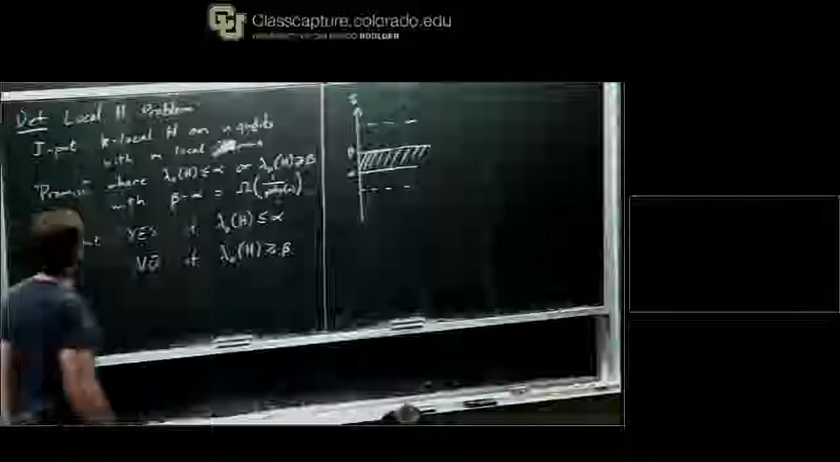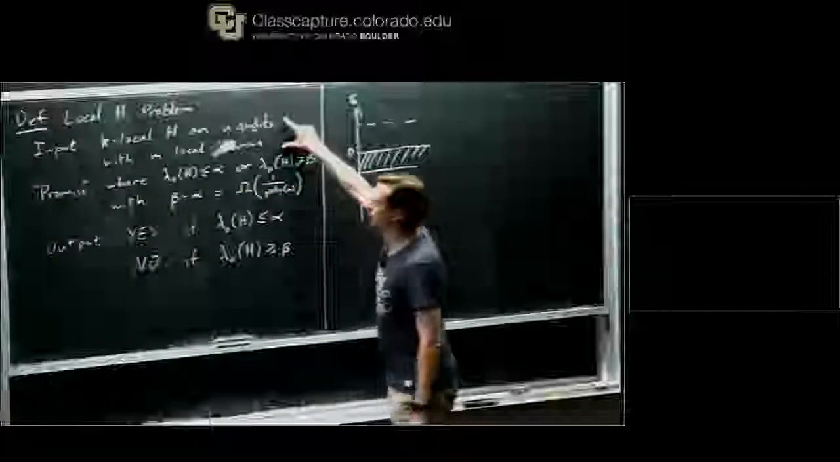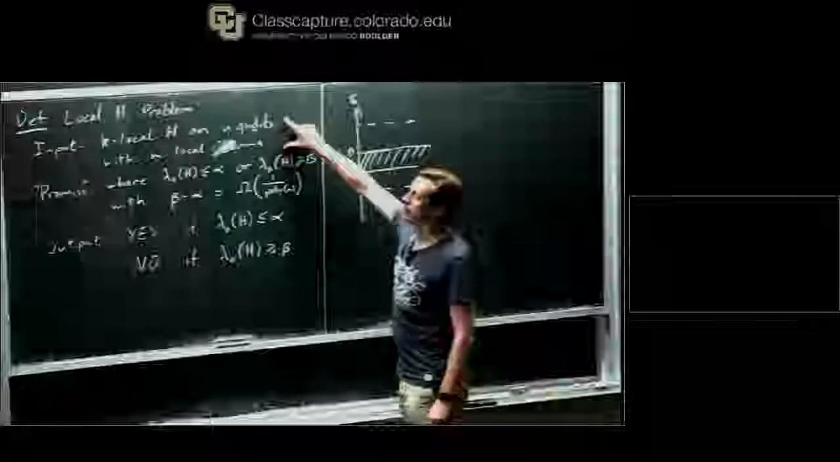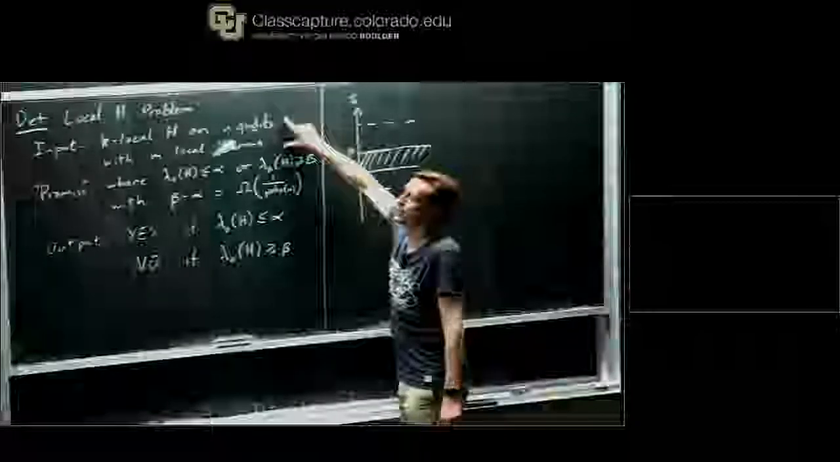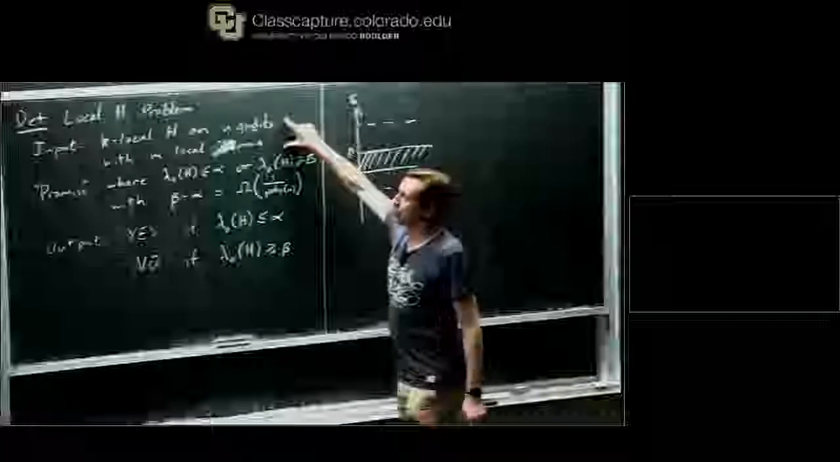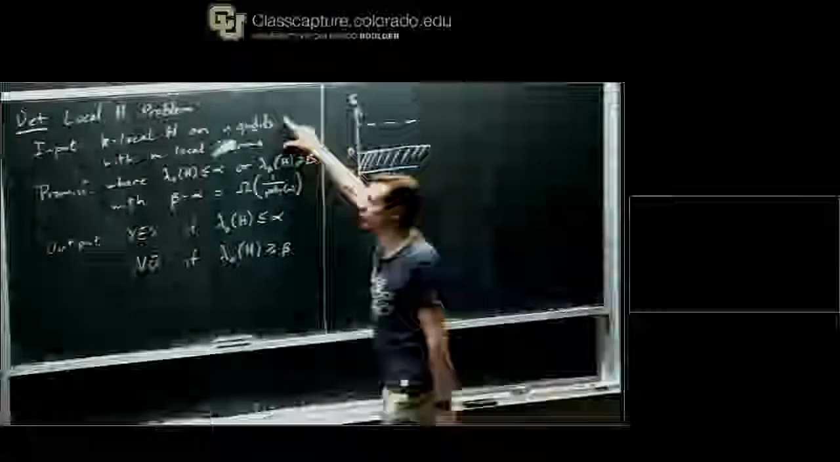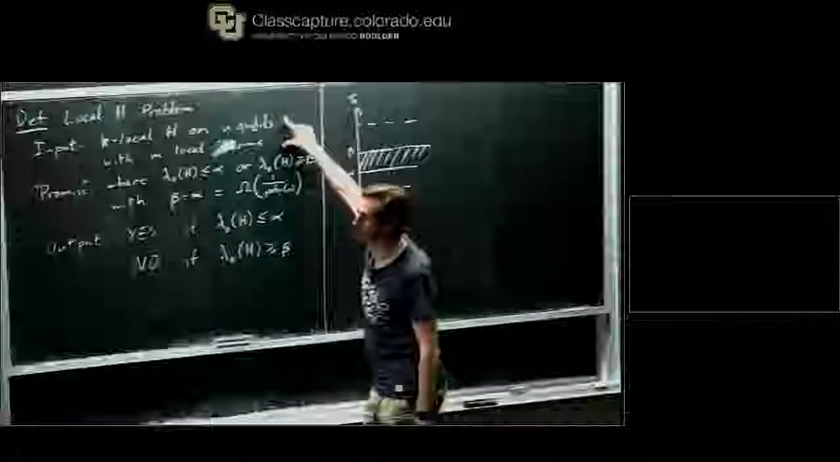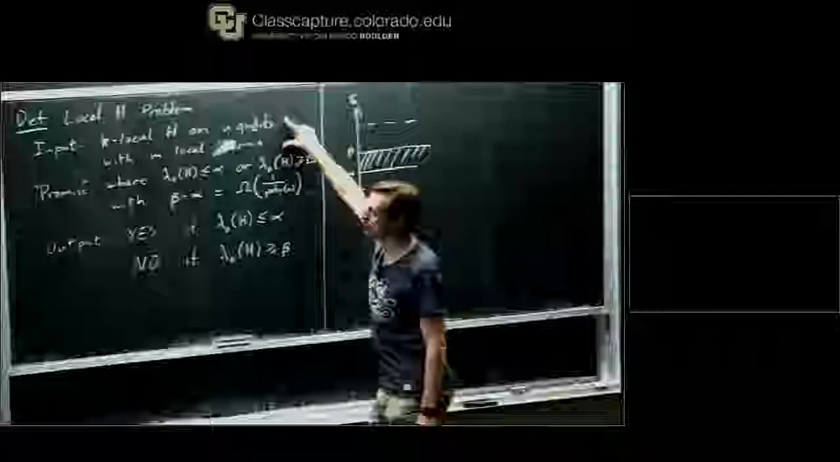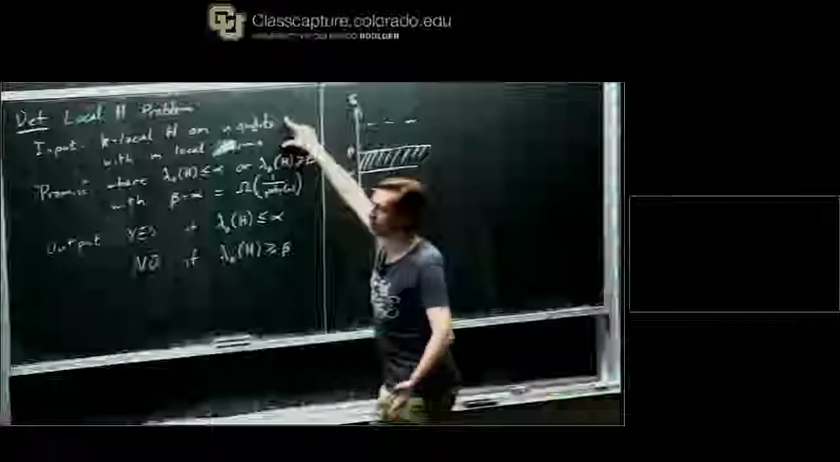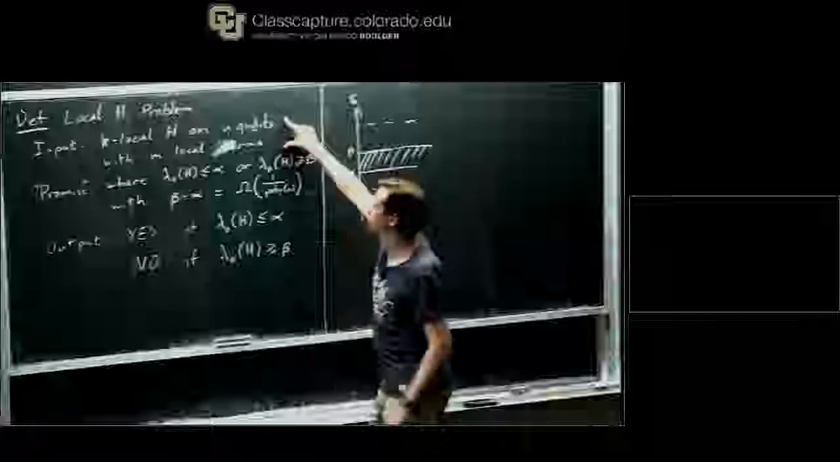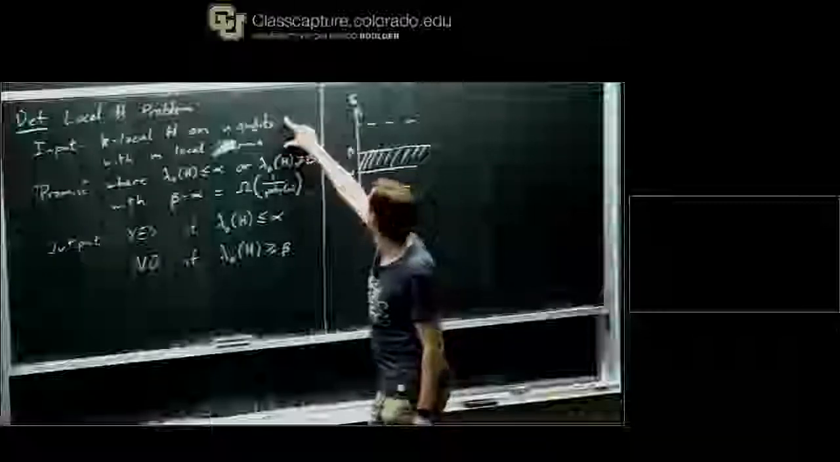Good. Okay, so I haven't pinned down what this input is. So what do I need to input here? I need to input a description of my Hamiltonian. Okay, so let's think about what the size of this problem is. How many symbols would I have to write down on my Turing machine tape to input a description of a k-local Hamiltonian?